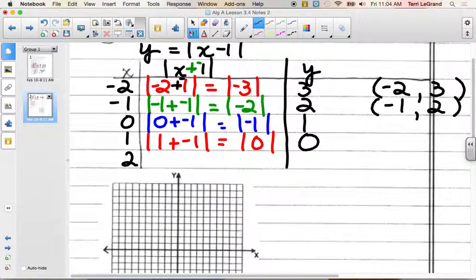Okay, so what do we think it should be according to our pattern? -1. Okay, well, do you think that's going to happen? No? Let's check it out. 2 is going to go in for x. So what's 2 plus -1? 1. So we have the absolute value of 1, which is 1.